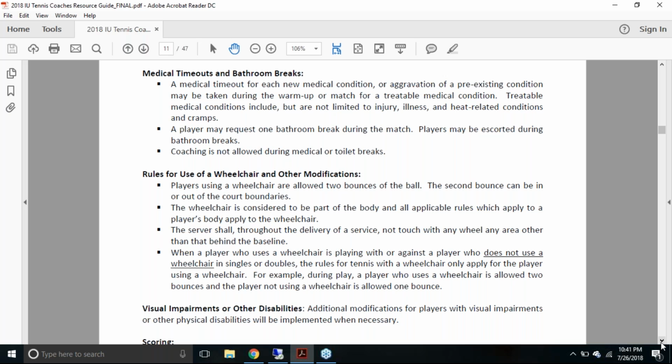We do allow modifications for student athletes who use a wheelchair. So players using a wheelchair are allowed 2 bounces of the ball when receiving. The second bounce can be in or out of the court boundaries. The wheelchair is considered to be part of the body, and all applicable rules which apply to the player's body apply to the wheelchair. The server shall, throughout the delivery of a service, not touch with any wheel any area other than that behind the baseline.